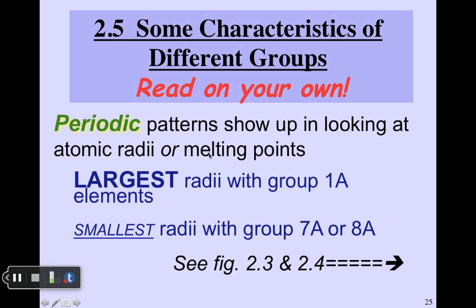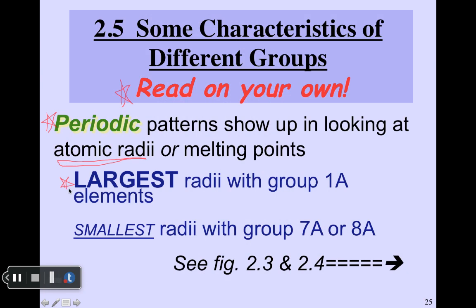All right, so there are some characteristics of the different groups in your textbook that you should definitely spend some time reading about. I'll point out some of the interesting characteristics, but some of these are described as periodic, which is why we call it a periodic table. They are patterns that you find if you're looking at things based on atomic numbers. There are patterns that you find in a graph, for example, with atomic radii and melting points.